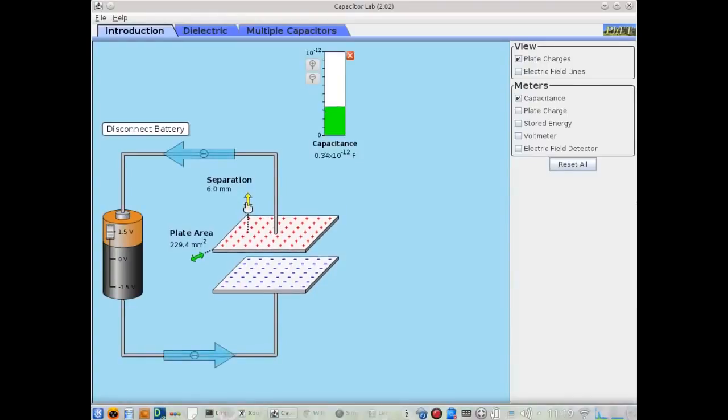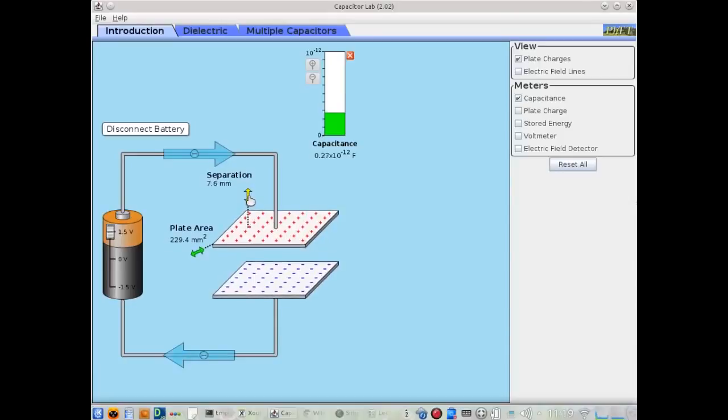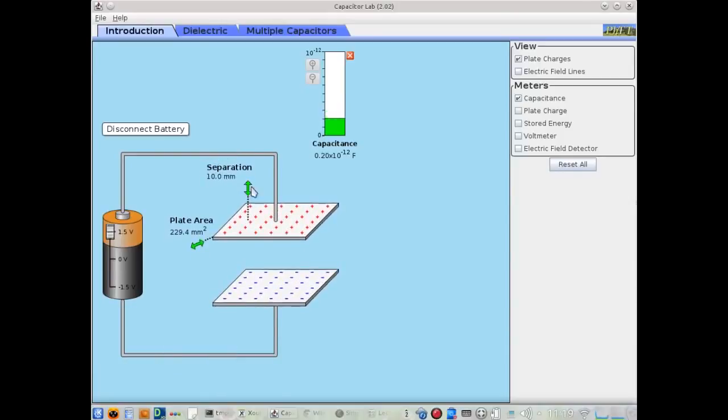If I move this here, indeed, as I move the plates closer together, the capacitance increases, and the ability to hold more charge correspondingly increases. If I increase the separation, I decrease the capacitance, and I decrease the capacity with which the parallel plate capacitor can hold charge. So this demonstration is a very nice way to play around with capacitors.